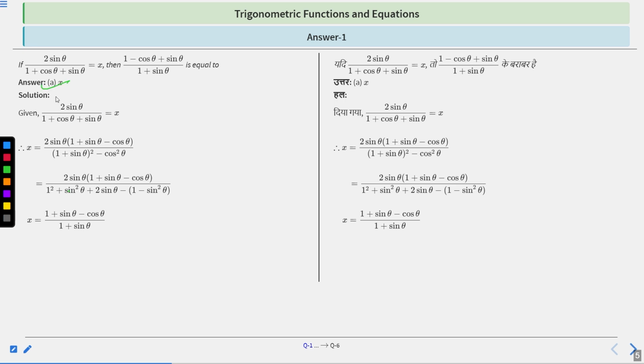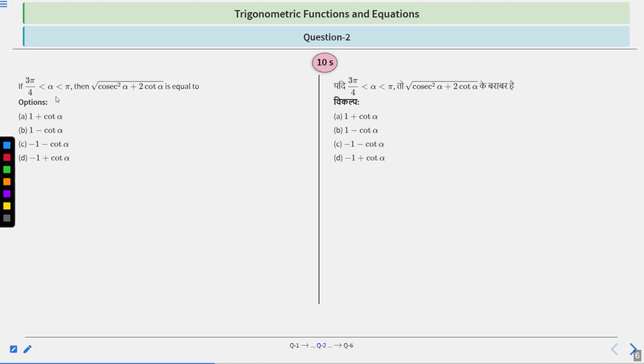Now let's move to the next question, question number 2, which says if alpha is between 3 pi by 4 to pi, then the value of root over cosec square alpha plus 2 cot alpha is.